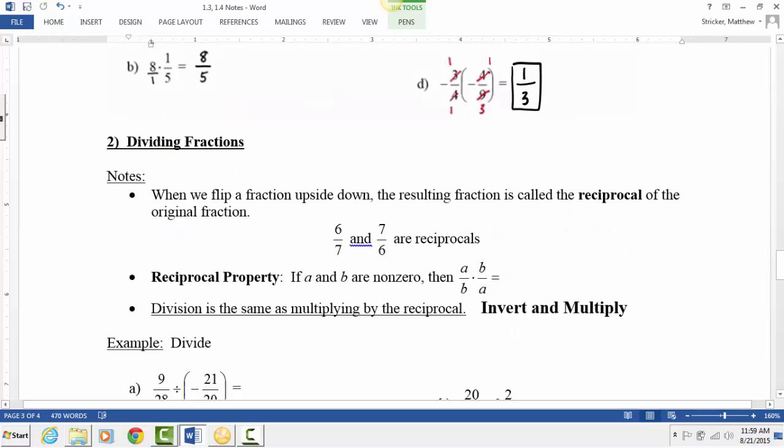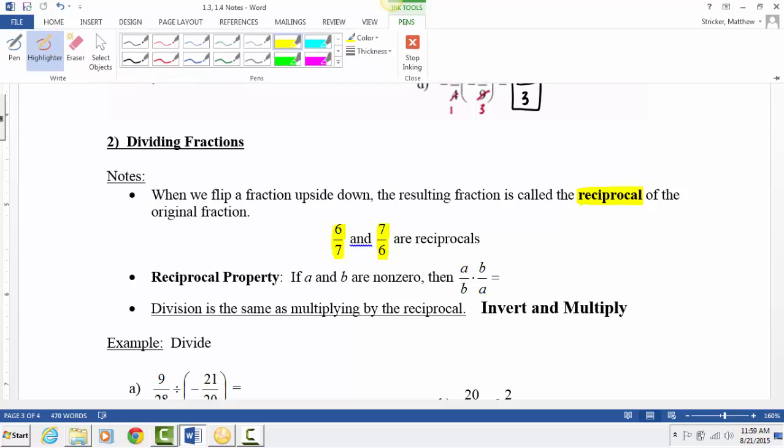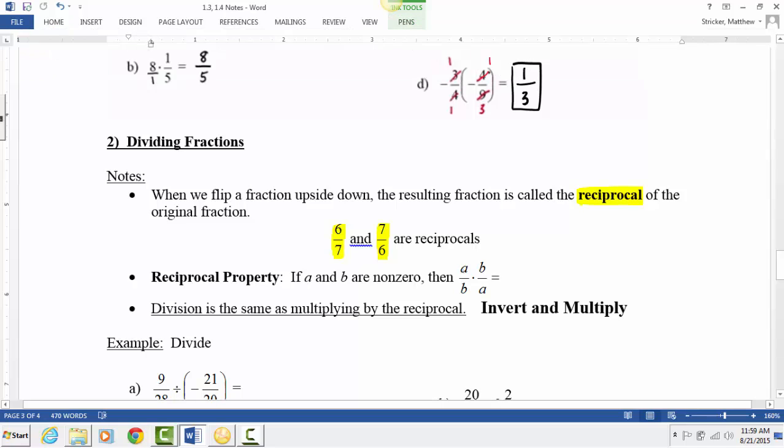Alright, so now we can move on to dividing fractions. And before we can talk about dividing fractions, we need to understand what the idea of a reciprocal is. So if you have a fraction 6 over 7, its reciprocal is just 7 over 6. You flip the fraction. And what we can see is that when we multiply a fraction, say a over b, times its reciprocal, b over a, the numerators will cancel and the denominators cancel. So a cancels with a, and b cancels with b, and we just get 1 is left.